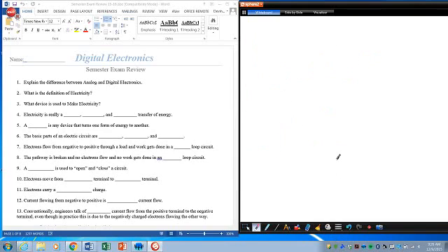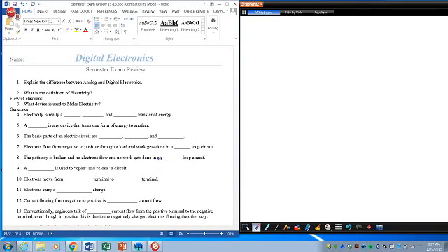Okay, so number two, what is the definition of electricity? Remember, it's basically a flow of electrons. So electricity happens because when there's electrons flowing through, the device is powered up. Number three, what device is used to make electricity? It's a generator. Okay, or you can say a battery. But if you see generator on the test, go ahead and select that.